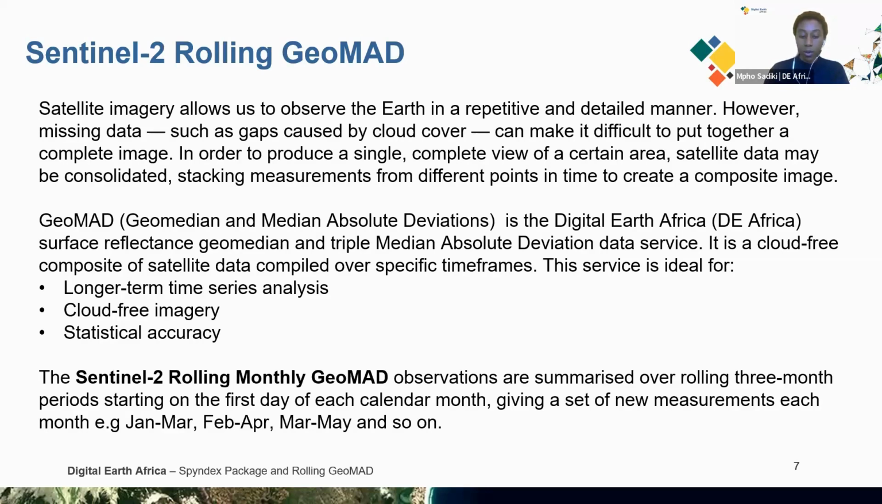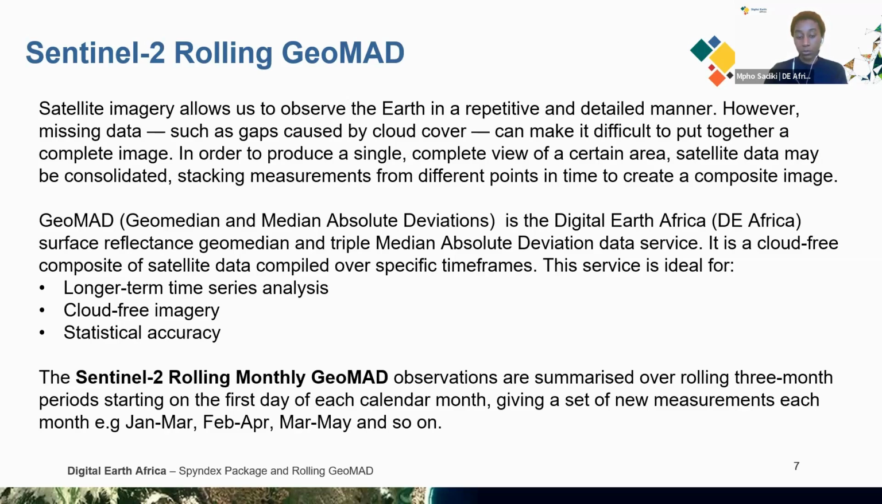The GeoMAD in the Digital Earth Africa platform has two components. We have the geomedian and the median absolute deviations. The geomedian collects and combines measurements across a specified time frame, and they are used to create a single representative multispectral measurement for every pixel unit of the African continent. So what you get at the end is an image or a pixel that is cloud-free.